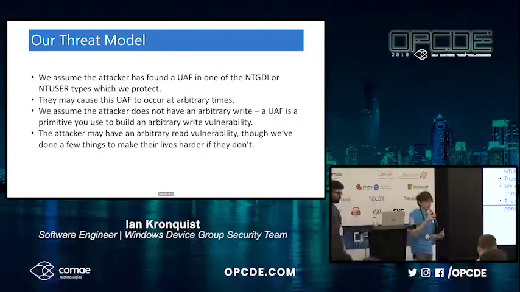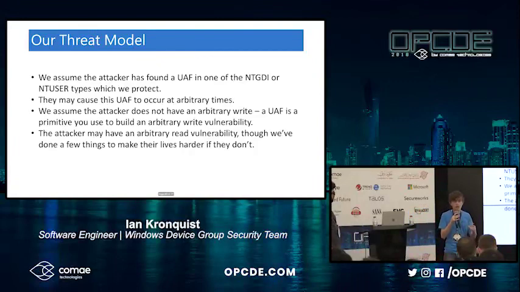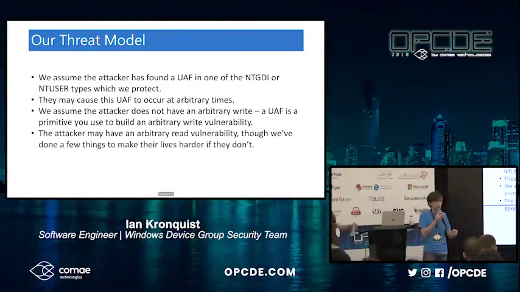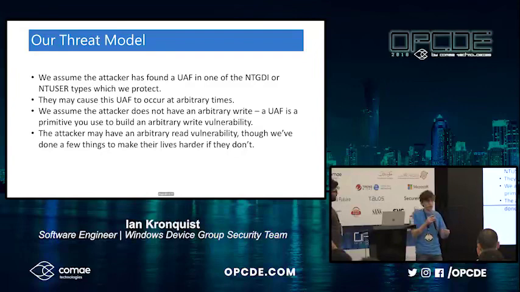So when we go ahead and design a mitigation, we need to think about what the attacker knows and what the attacker can do. In this case, we assume that the attacker has found a use after free in one of the Win32K objects, which we protect. And they can make this use after free occur at arbitrary times. However, we assume that they do not have an arbitrary write vulnerability. Usually, a use after free is something you use in one of the first steps, which Saif showed you, in order to build an arbitrary write vulnerability. However, we want to make sure that our mitigation is secure in the face of an arbitrary read vulnerability. So if the attacker can read the data structures within the kernel, our mitigation will still be secure.